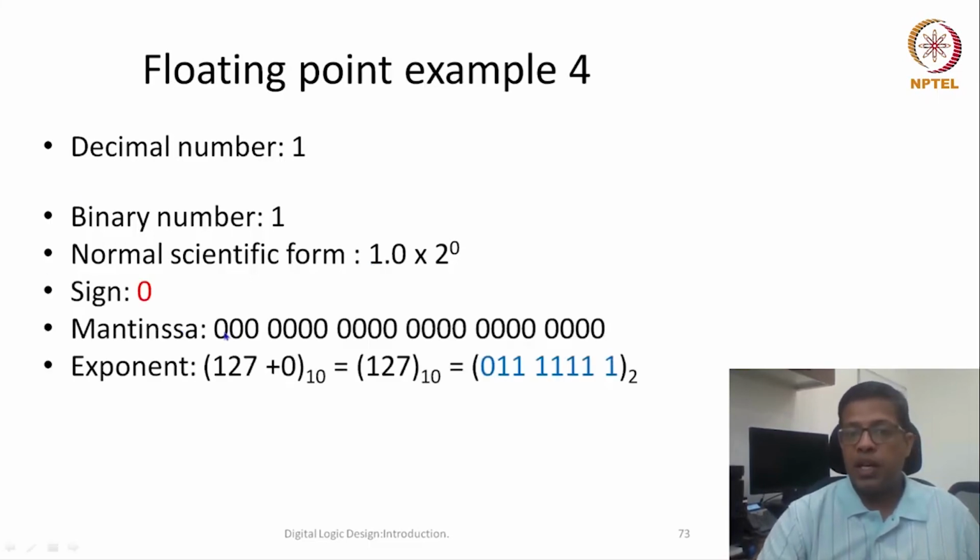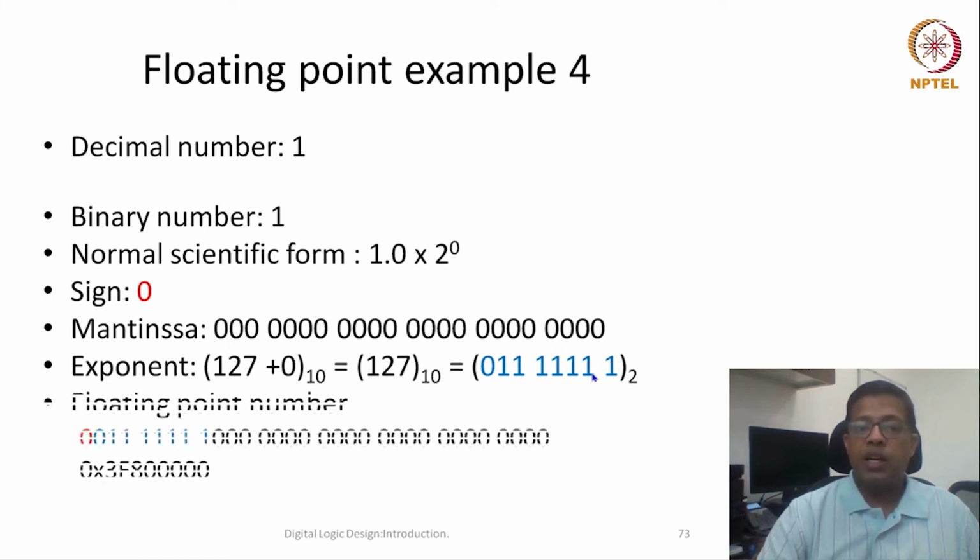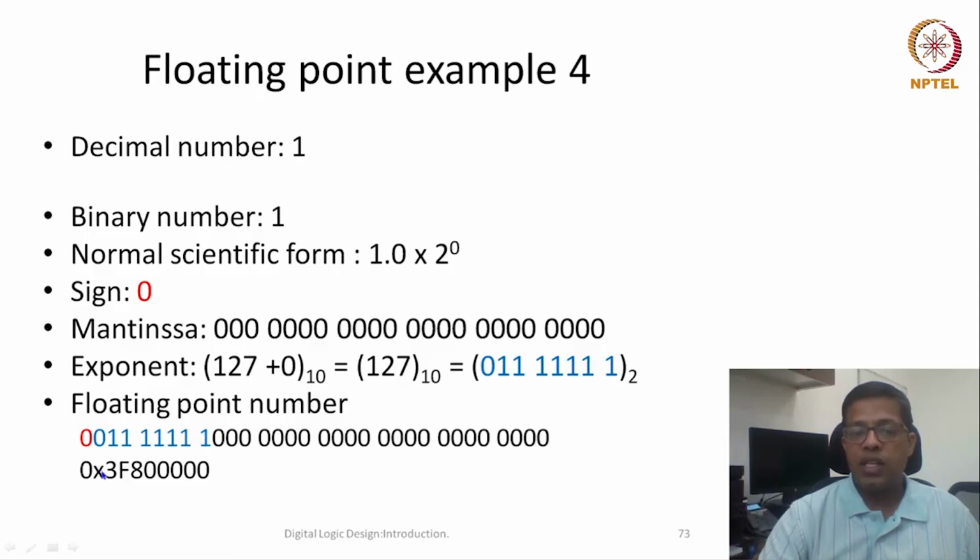For the mantissa, all 23 bits will be 0, the sign would be 0, and for the exponent, 0 would be added to 127. That means it will be 127 only, 0 and then 7 ones. Then I can combine all of these, and the resultant floating point number in hexadecimal is 0x3F800000.